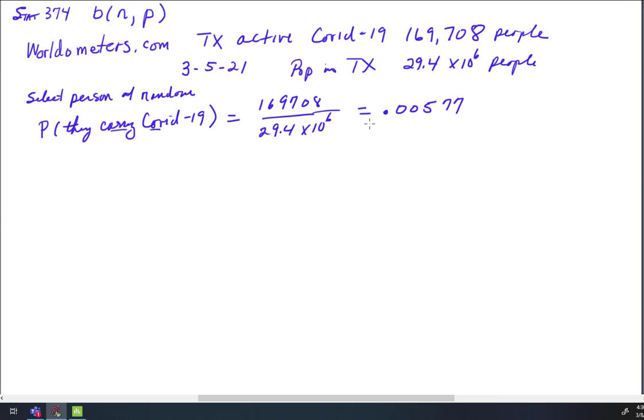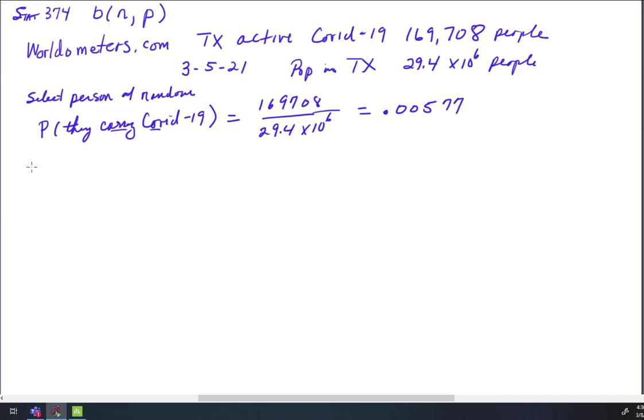So I guess maybe you want to say not all that much of a chance that you're going to bump into somebody that has COVID-19. That would be the probability that a person that you randomly selected from the population of Texas would be positive for COVID-19 and presumably shedding the virus.